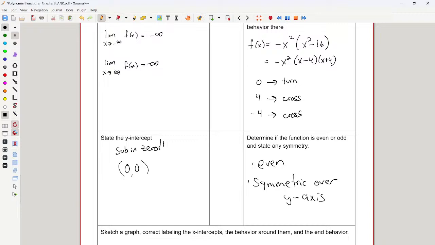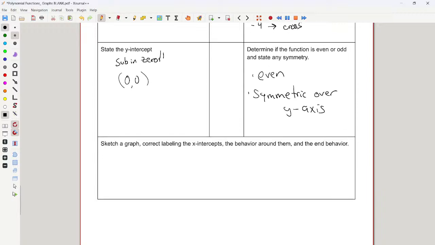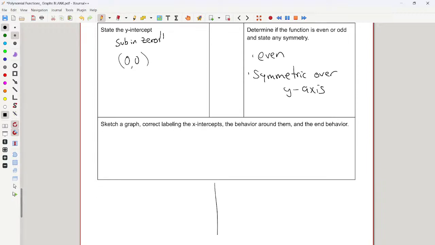The first one, the furthest left, is -4, and it's going to cross through. Then at 0, it's going to bounce. And then at 4, it's going to cross again. And it should hit 0, 0 since I have the y-intercept. If you totally understand that and you put that together, you're right where you should be in pre-cal.